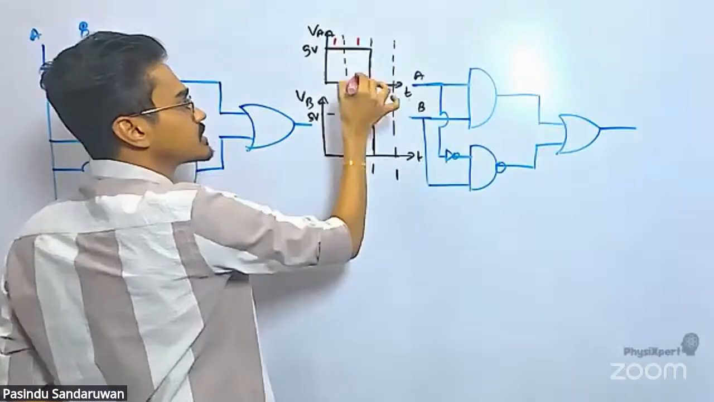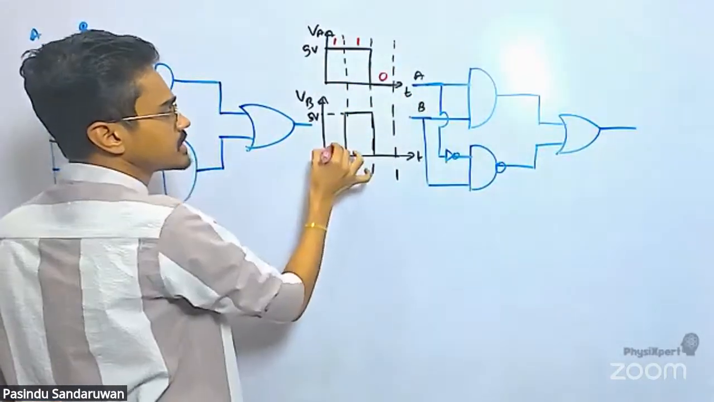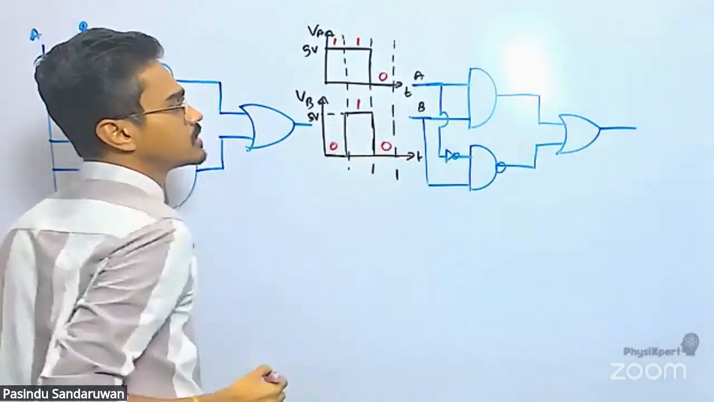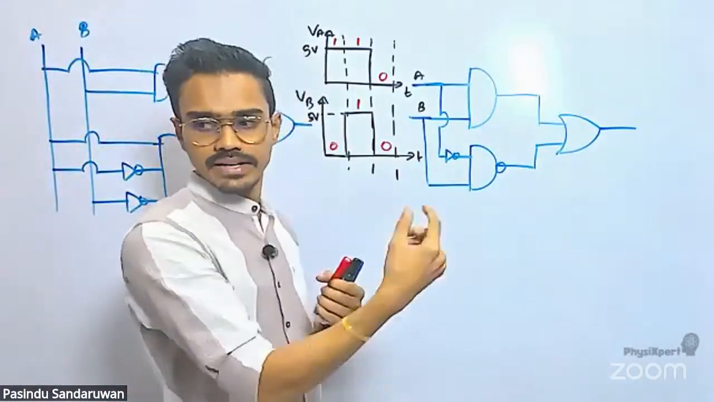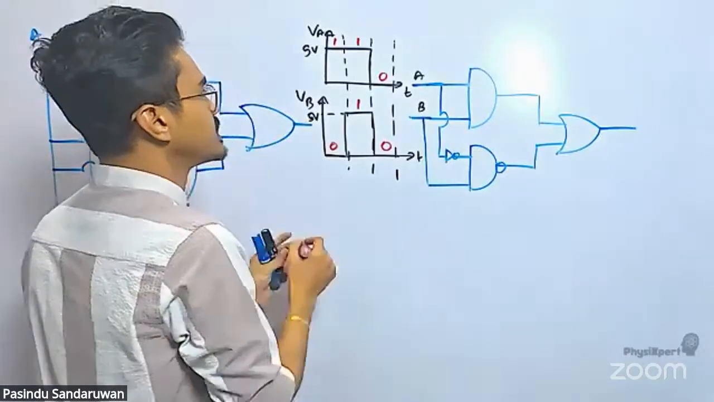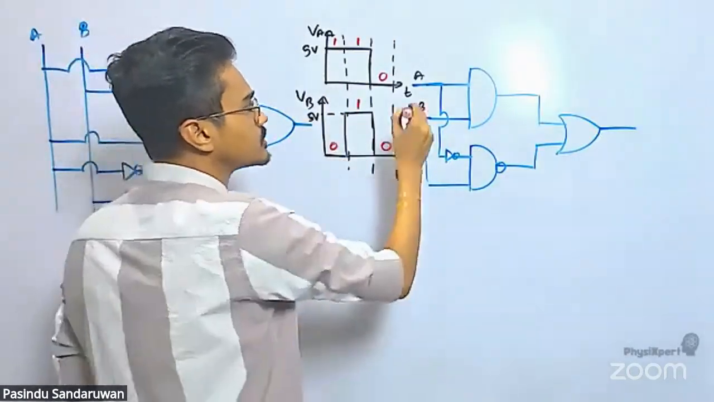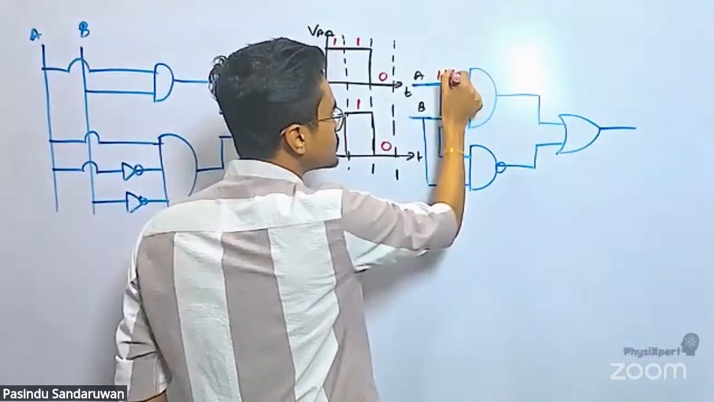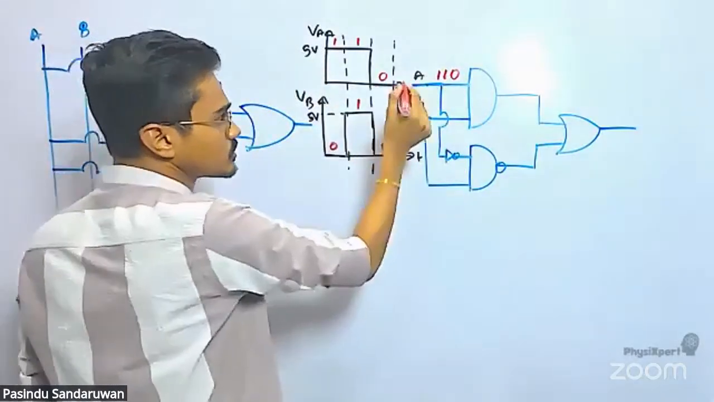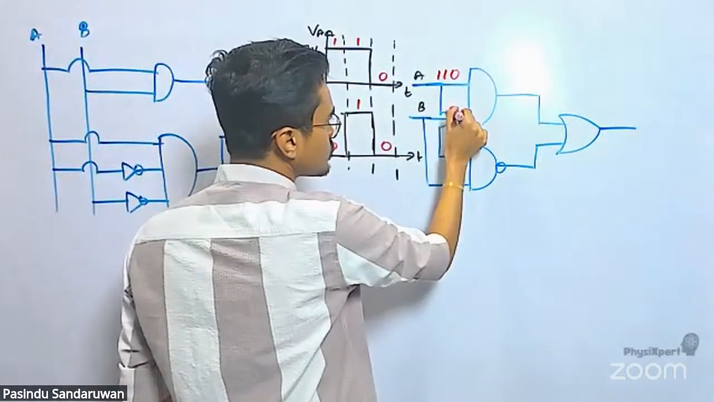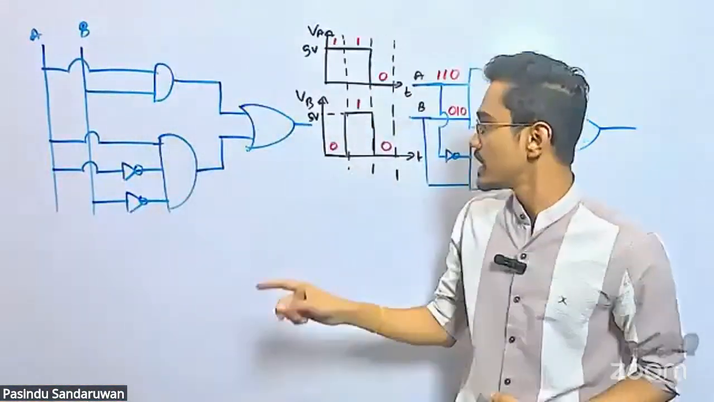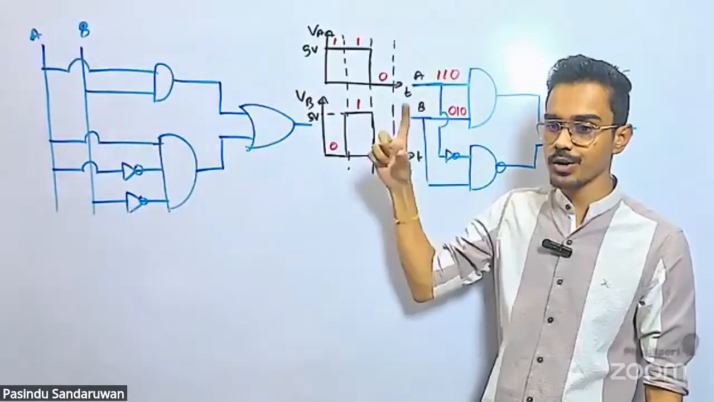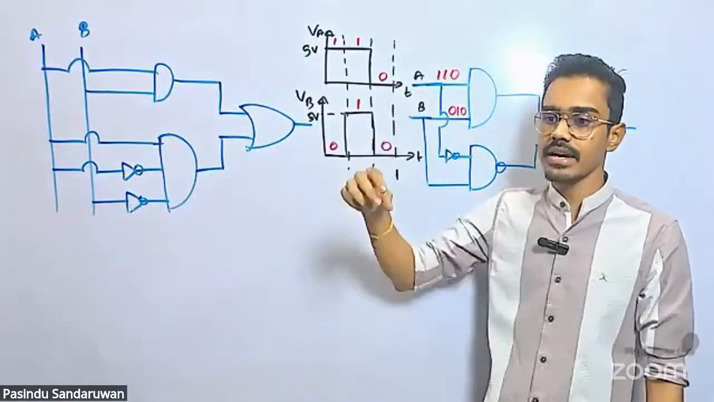Second time interval is also 1, then 0. Maybe 0, 1, 0. These are called the binary codes. Extract the binary code. Which means the binary code in A is 110. B is 010. Right? Then these are the digits, the binary codes, which are coming to the gate at the time interval.